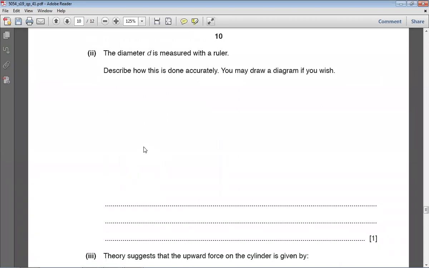He says the diameter D is measured with a ruler. Describe how this is done accurately. You may draw a diagram if you wish.